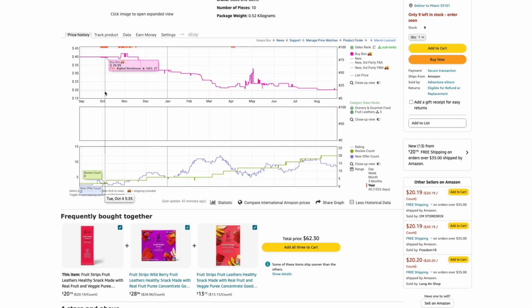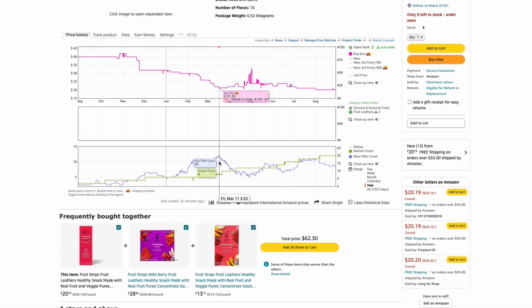One of those signs would be if there's sellers coming into this product. And over the last year, it started from one seller and it got up to a high of 19 sellers. And currently there are 13 sellers. So we can see that people are coming in onto this listing, which means that it's obviously going to be selling to some degree. Another thing that we want to look at is the review count.